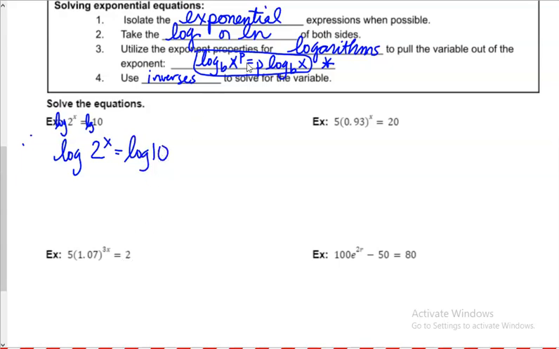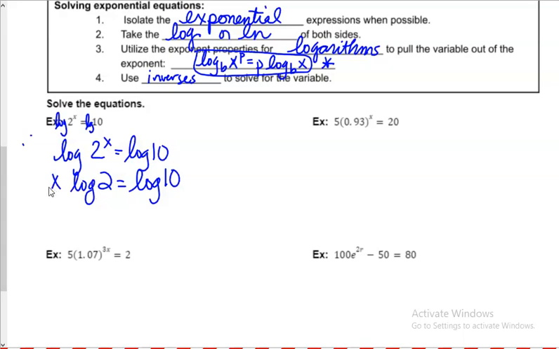Now, here's where we want to take that property. Notice where our variable is. It's in the exponent. So I want to take that power out front, and I get x times the log of 2 equals the log of 10. Now, if I cover up that x and I just look at the log of 2, remember, that is just a number. We did that on our calculator. It's a really nasty number because 10 to what power is 2? Well, we don't really know. It's a decimal value, okay? But that is just a number.